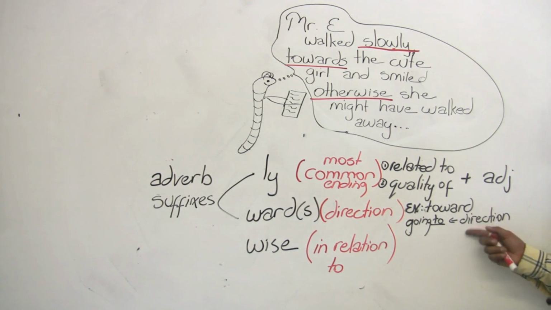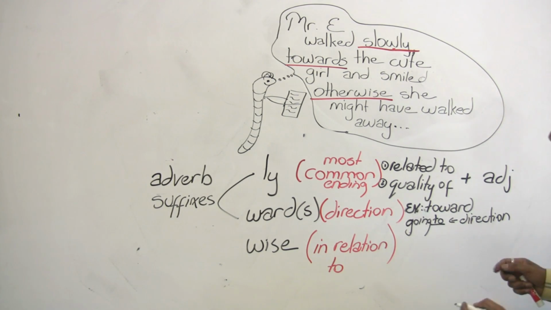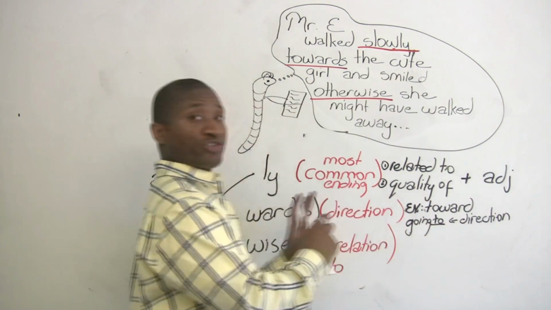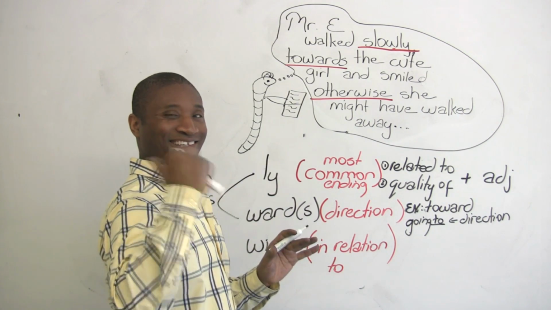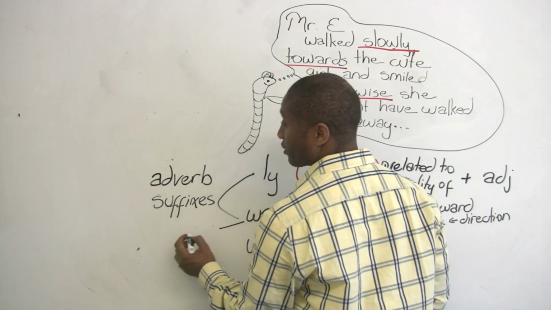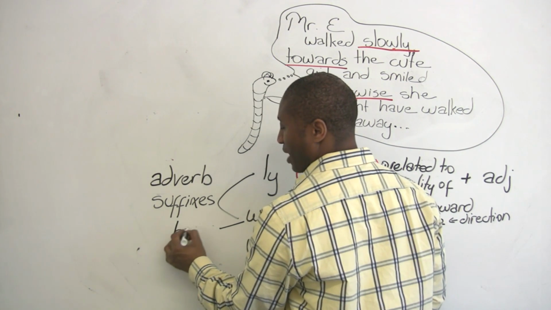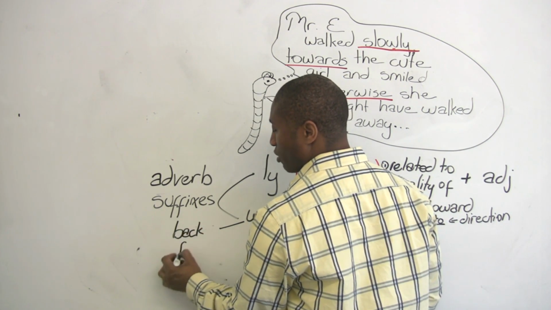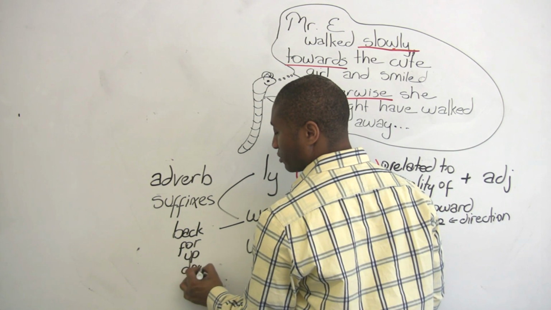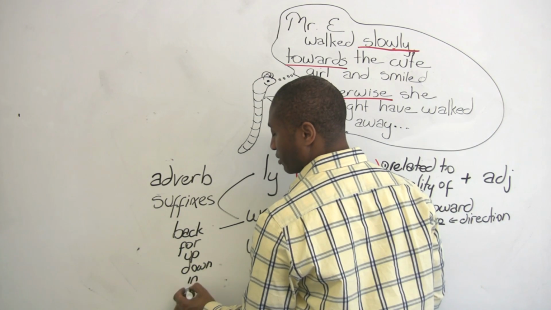When I said with words, I'll give you a couple words over here because I don't have a lot of space on this end, right? So I'm going to go towards the other side of the board. See? You like that? Towards the other side. And over here, I'm going to put a couple words, and you're going to get words like, for instance, back, for, up, down, in, out.